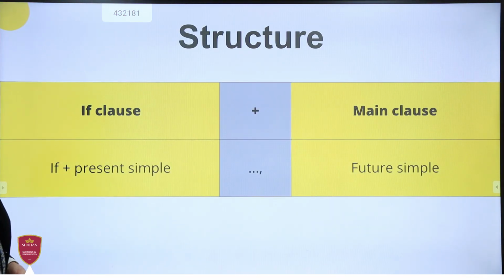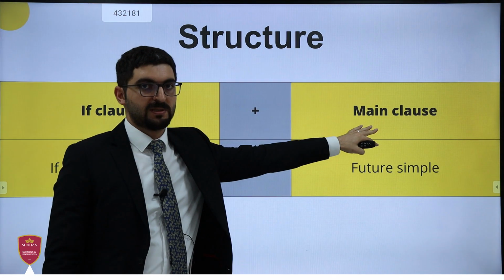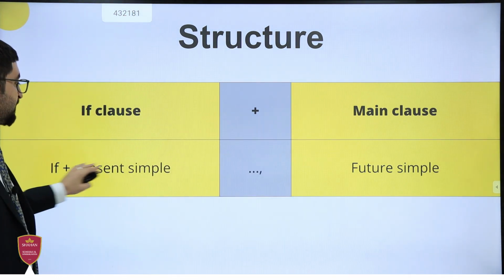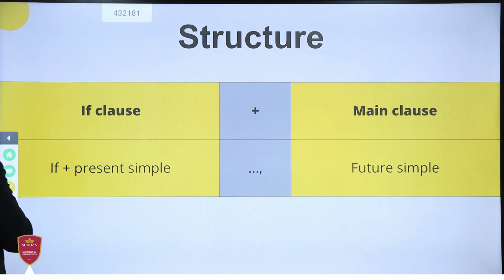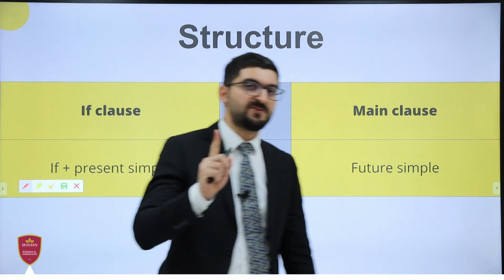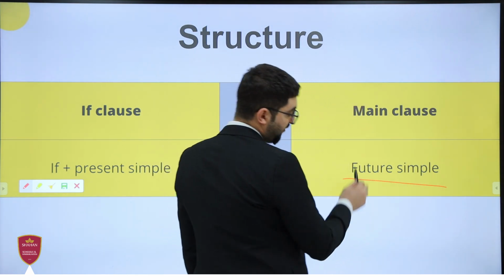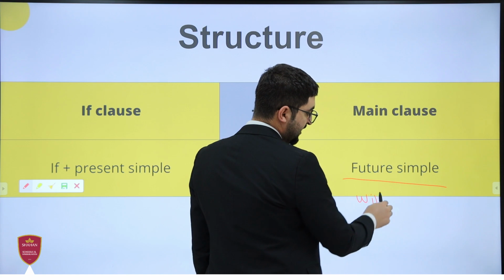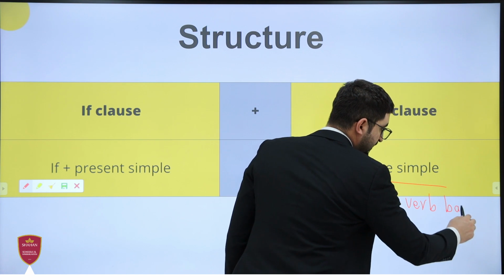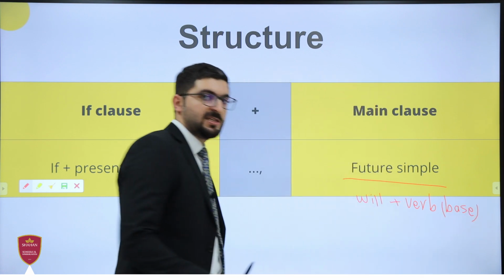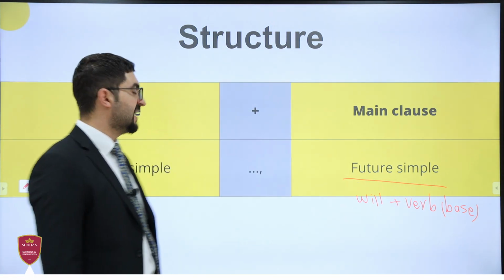So the structure is like that. The structure is simple: if clause plus main clause. For example, if plus present simple, and again guys, do not forget the comma, and plus future simple. In zero condition it is different. The main clause, or the second part, is future simple. The rule is easy: will plus verb base. For example, if you study, you will pass. So the second part is future simple.